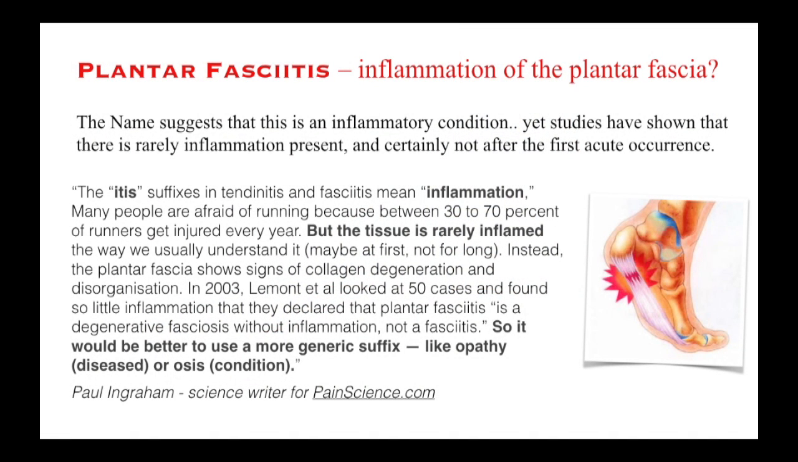In 2003, Lamont did a study looking at 50 cases and found so little inflammation that they declared that plantar fasciitis is a degenerative fasciosis without inflammation, not a fasciitis. So it would be better to use the more generic suffixes like opathy for diseased or osis for condition.